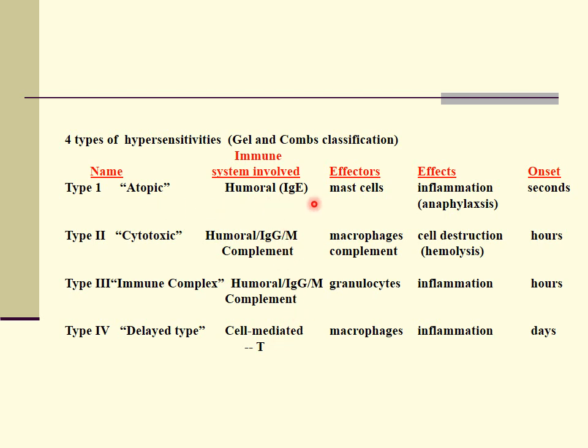Out of this, type 1 is IgE mediated, while type 2 and type 3 are IgM or IgG mediated. And you can see the onset: only the delayed type is after 48 to 72 hours, and the immediate type of hypersensitivity may occur within seconds. The mast cells are the effectors of type 1, while the macrophages and complement are the effectors for type 2, and the granulocytes cause the destruction in the immune complex type of hypersensitivity, while the macrophages and T cells are the effectors of delayed type of hypersensitivity.